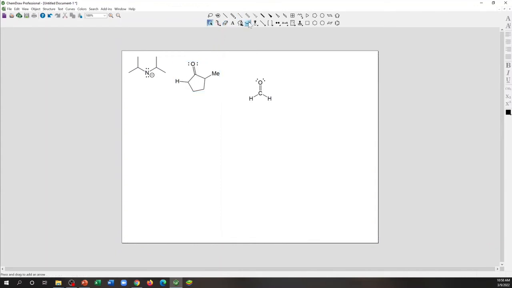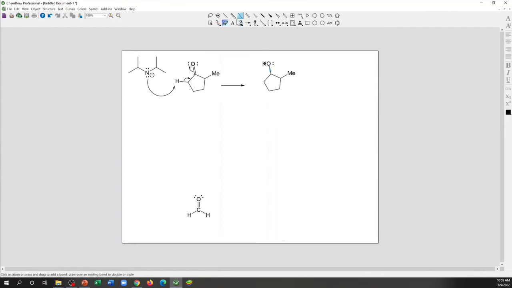So the LDA as a base will come over here and rip this hydrogen off. These electrons will fall down to make the enolate. Then the electrons will cycle up onto the oxygen. Formaldehyde has not yet been added to the reaction, so it's out of play. We end up with our enolate.